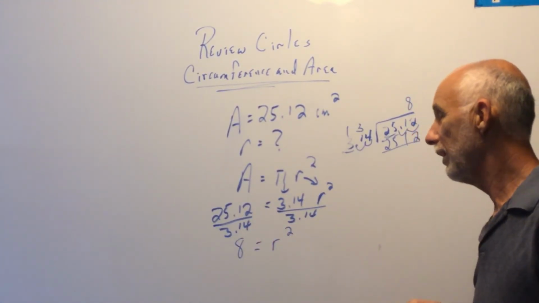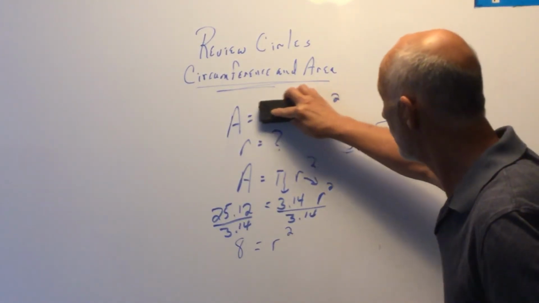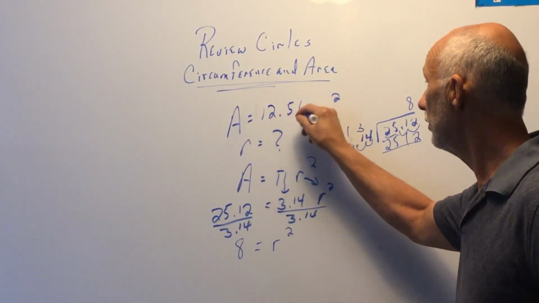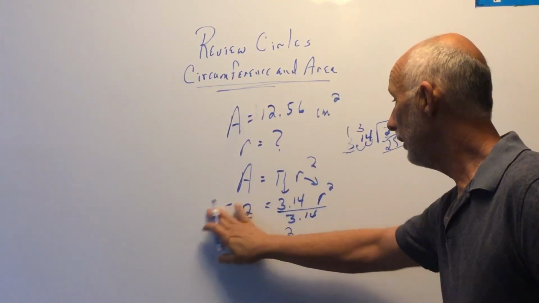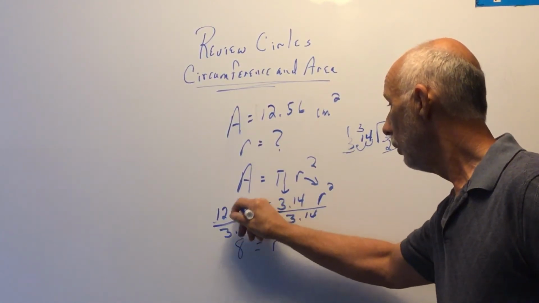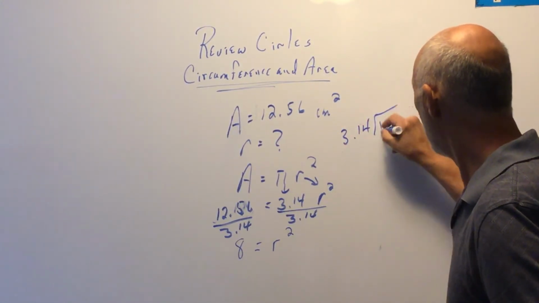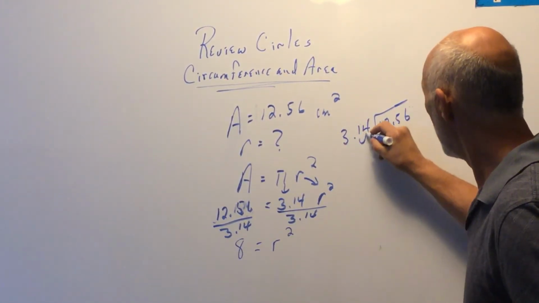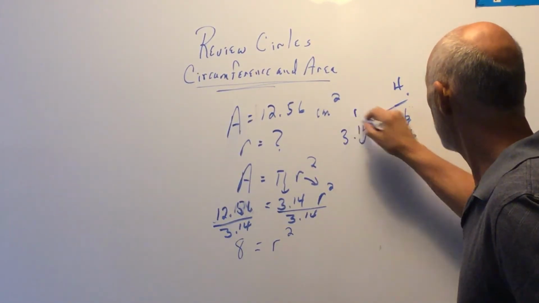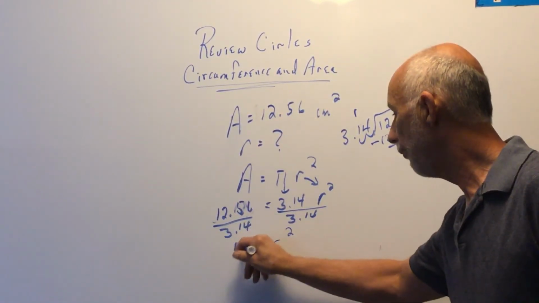And again, I should have stayed with what I first started. I wanted it to come out even, and I thought you needed this. Let's go back and let this be 12 and 56 hundredths, which would make this 12 and 56 hundredths. Now when I divide 3 and 14 hundredths into 12 and 56 hundredths, move the decimal 2 places and bring it up. 3 now goes 4 times, and it goes evenly. So instead of 8, you get 4.